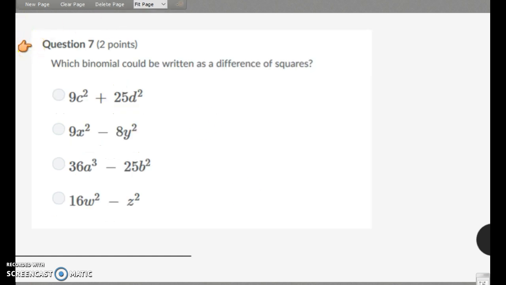Question number 7. Which binomial could be written as a difference of squares? Choice A is 9c squared plus 25d squared. Second choice, 9x squared minus 8y squared. Third choice is 36a cubed minus 25b squared. And last choice, 16w squared minus z squared.